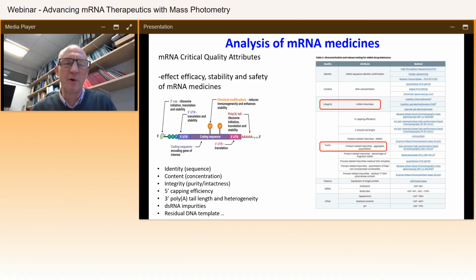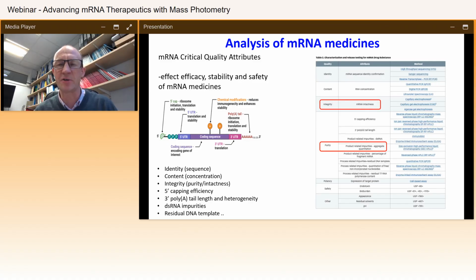And it's also really important that we have analytical techniques that can measure things like the integrity, how intact the molecule is. What are the impurities that are present? And just on the right-hand side of this slide, this is a list taken from the latest USP guidelines. So this is some of the things that we need to measure and some of the current techniques.